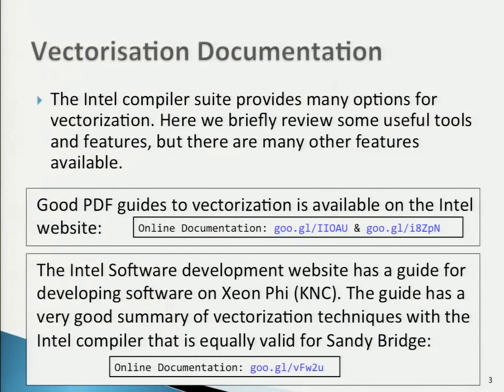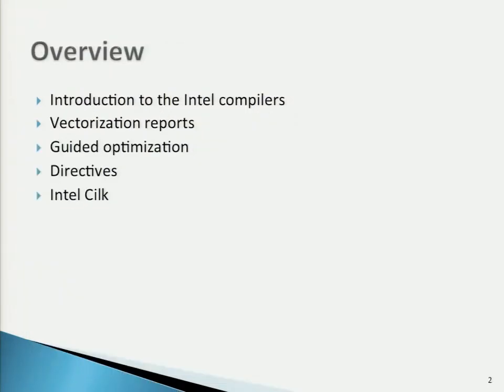Okay, so I'm going to be talking about some specific options and steps you can go through with the Intel compiler, because Intel have a complete compiler suite, Fortran, C and C++ compilers, and it's in their interest to help people to vectorize their code using their compilers. And they provide a lot of tools that we can use to achieve this.